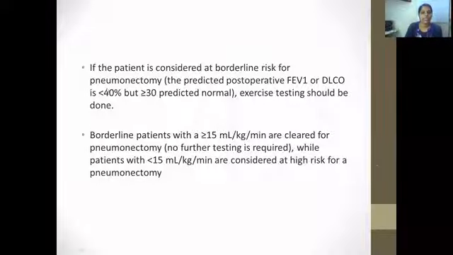If the patient is considered borderline for pneumonectomy, then we have to check the percentage PPO FEV1 and DLCO. If it is between 30 to 40%, then exercise testing should be done. Borderline patients with VO2 max of more than 15 ml per kg per minute are cleared for pneumonectomy and no further testing is advised, while patients with less than 15 ml per kg per minute are considered high risk for pneumonectomy.